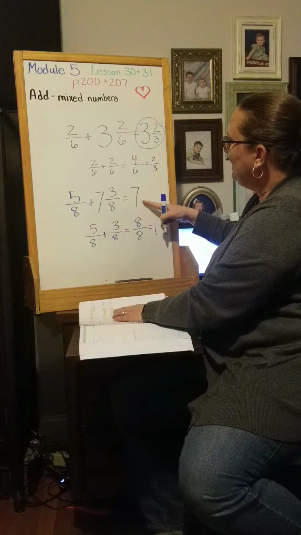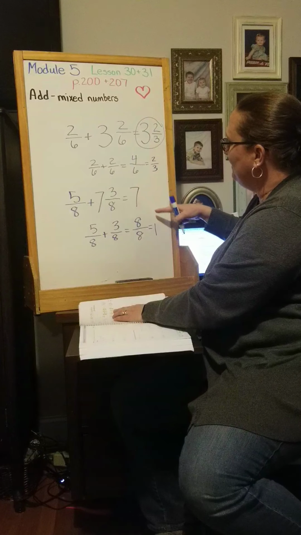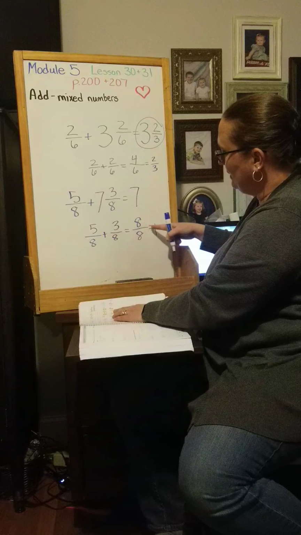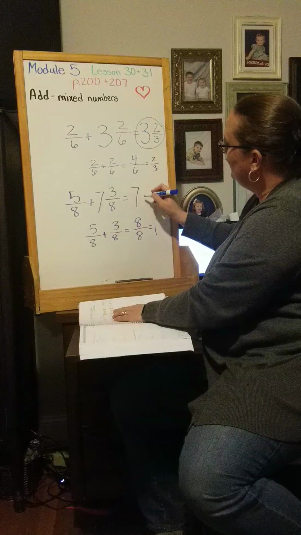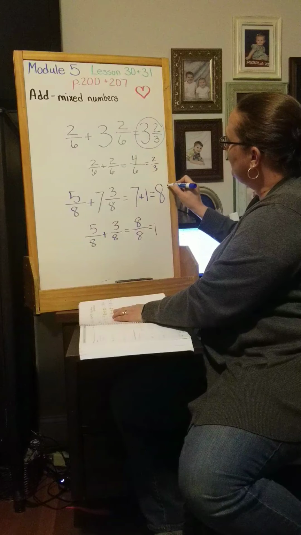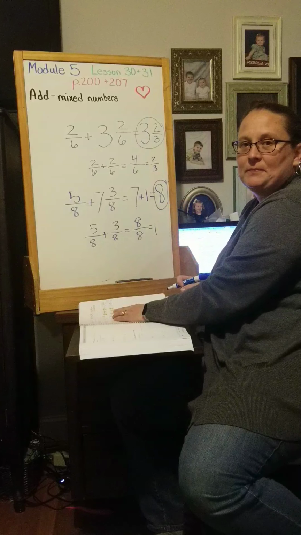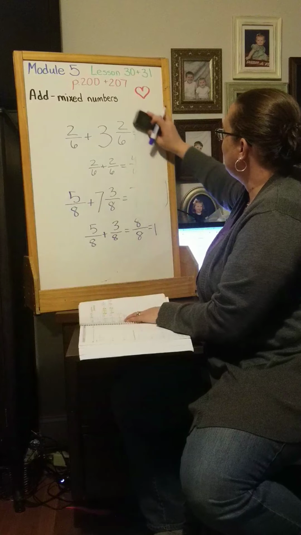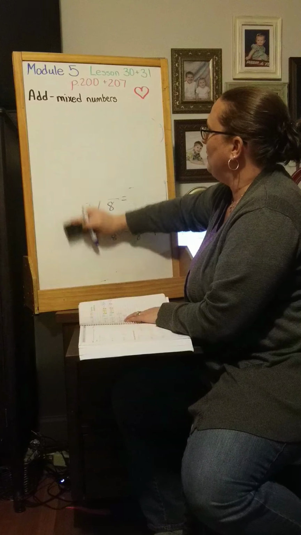So we have 7 plus 1, because we just got a whole. 8/8 is equal to 1 whole. 7 plus our 1 whole down here, which equals 8 wholes. Okay? All right, let me erase some of this. I got too much on my board.